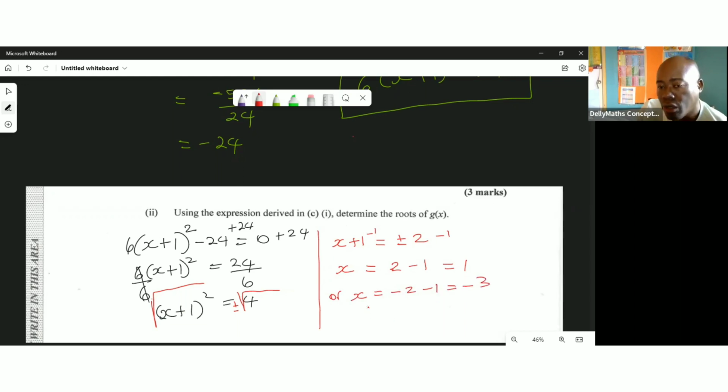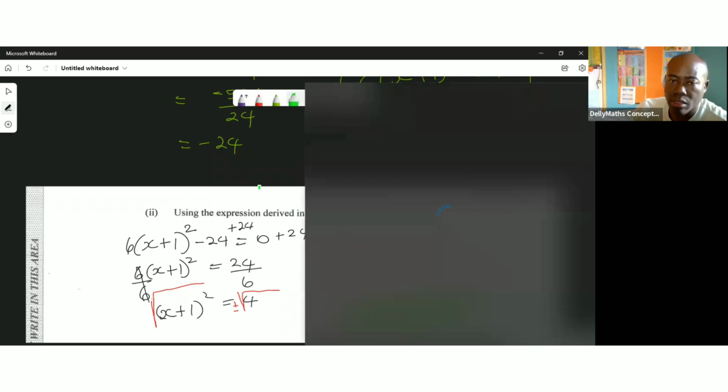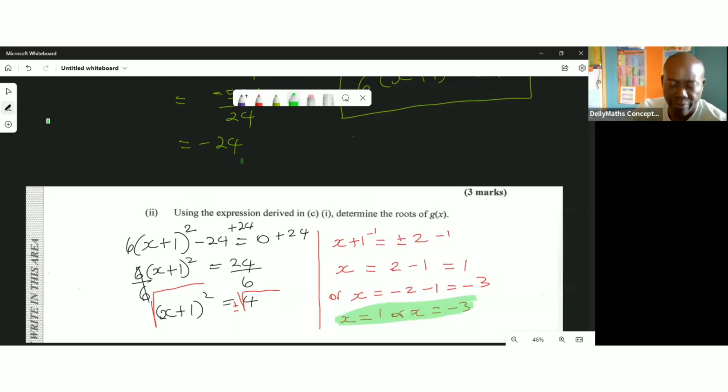So if you look, the roots are as follows: x is equal to 1, x is equal to negative 3. So these are the roots. These solutions are fine. All right. So there it is. We have our solutions. x is equal to 1. x is equal to negative 3.